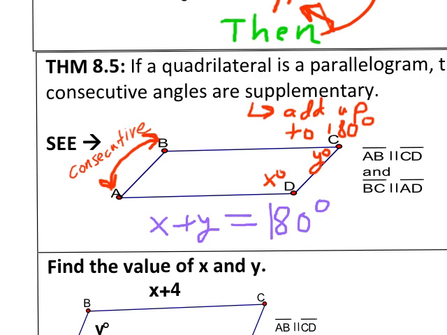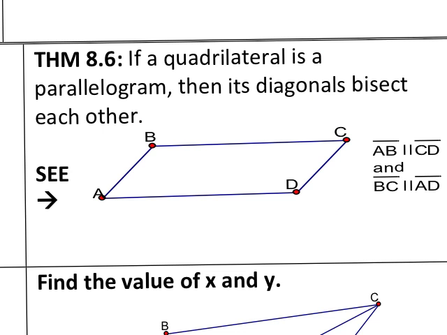If I've got a parallelogram, and all this says is that I've got these things parallel, let's be careful here. If I've got a parallelogram, then I know that x plus y equals 180, or consecutive angles are supplementary.